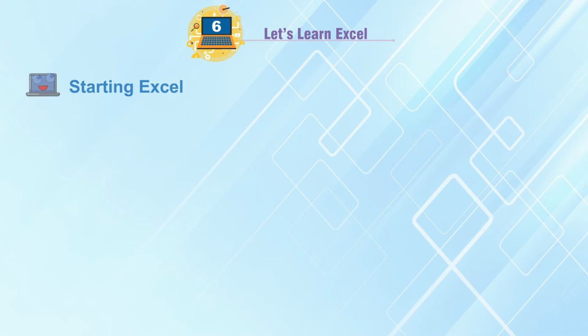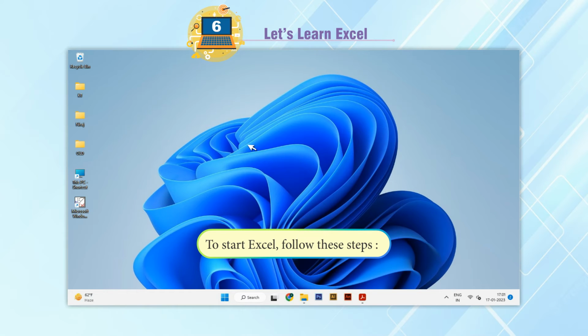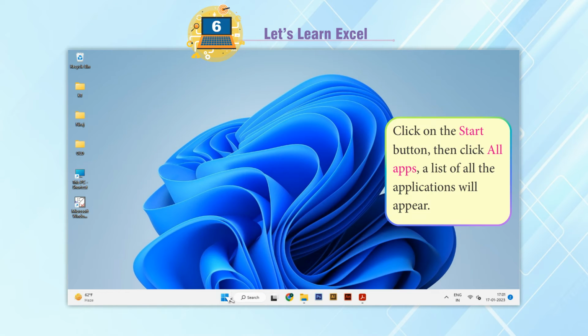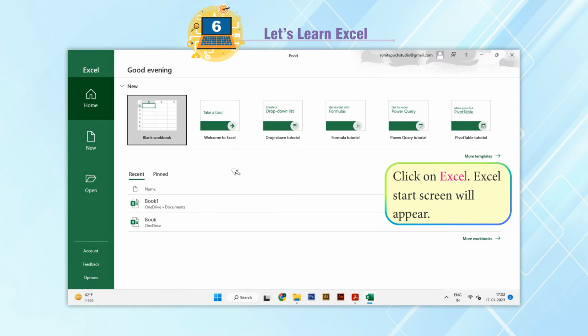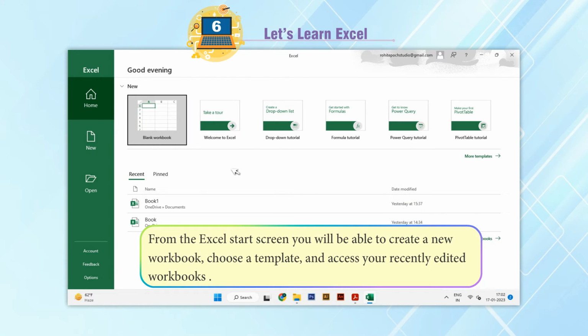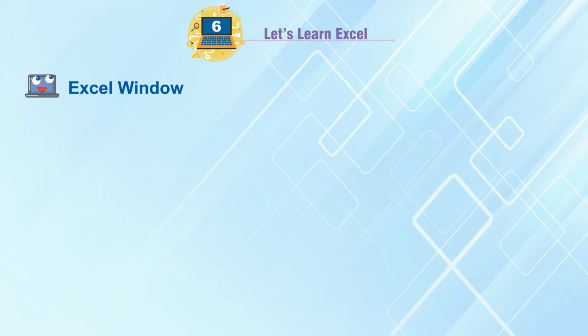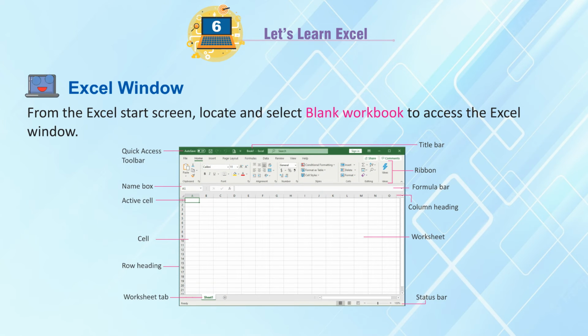Starting Excel. To start Excel, follow these steps. Click on the Start button, then click All Apps. A list of all the applications will appear. Click on Excel. Excel Start screen will appear. From the Excel Start screen, you will be able to create a new workbook, choose a template, and access your recently edited workbooks. Excel window. From the Excel Start screen, locate and select Blank Workbook to access the Excel window.